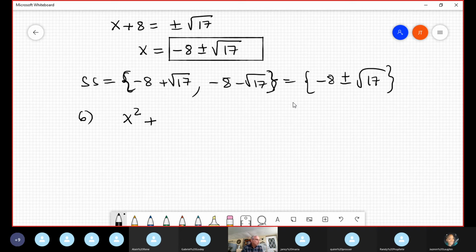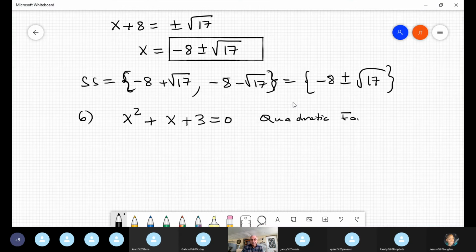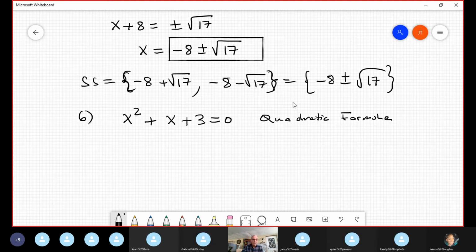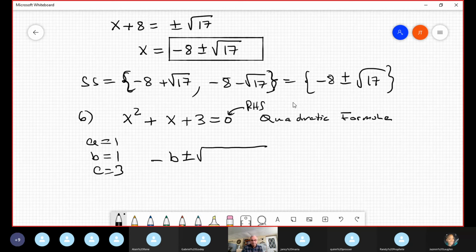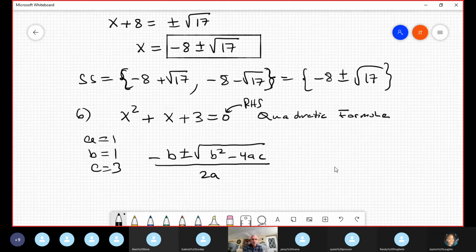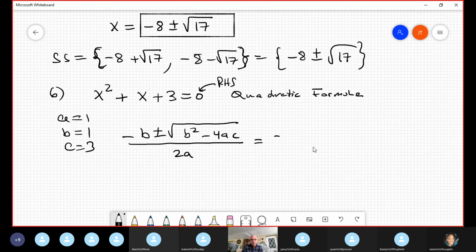Number six is x squared plus x plus 3 equal to 0. In this case, the suggestion is using the quadratic formula. Okay, I like that. It's already in standard form because the right hand side is 0, and you determine that A is 1, B is 1, and C is 3. I'm using my famous quadratic formula, plugging in the specific numbers of our example. So it's negative 1 plus or minus the square root of 1 squared minus 4 times 1 times 3.